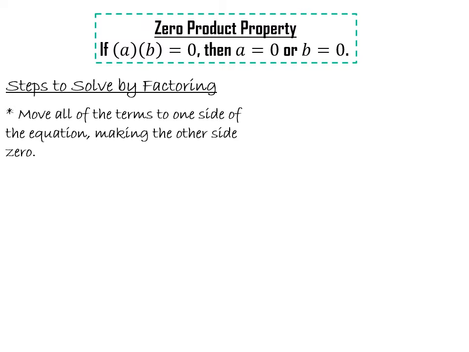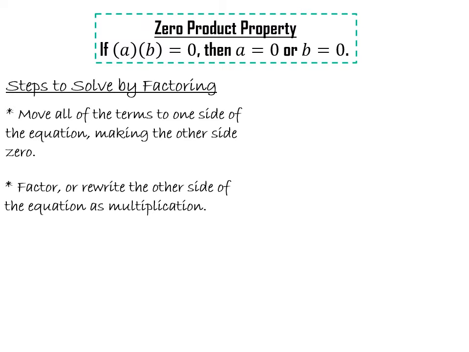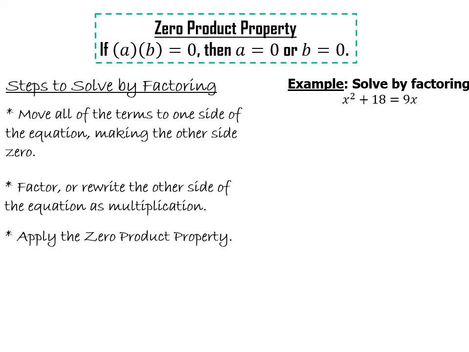So solve by factoring. First, move all the terms to one side of the equation, making the other side 0. Factor or rewrite the other side of the equation as multiplication. And then apply the zero product property. What does that look like? Well, here's our first example, x squared plus 18 equals 9x. Move the 9x back to the left-hand side. That gets us x squared minus 9x plus 18 equals 0.